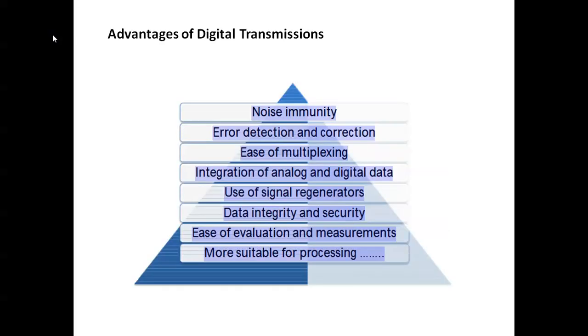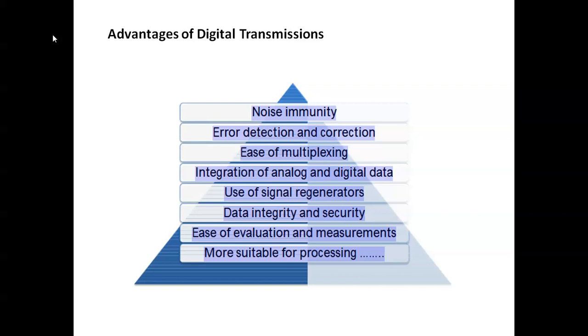And next, the advantages of digital communication. Once you change analog to digital, what's the advantage of digital transmission? You are changing the signal, and after that you transmit the digital signal through the channel. Then the receiver receives the digital signal and converts digital to analog. Finally, you get the original signal. So why do we have to do this? The advantages are noise immunity, error detection and correction, and ease of multiplexing.